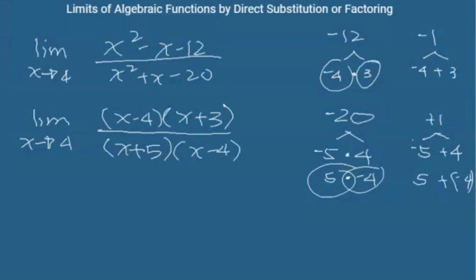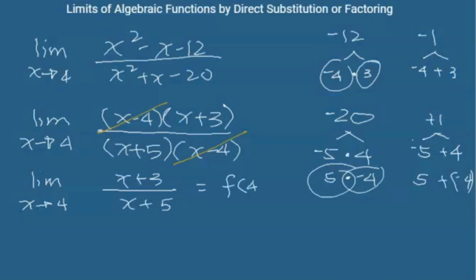And then we can simplify, cancel x minus 4. So we're left with the limit as x approaches 4 of (x plus 3) in the numerator and (x plus 5) in the denominator. And then we can use direct substitution. All right, so this would be 4 plus 3 over 4 plus 5. So this would be 7/9.